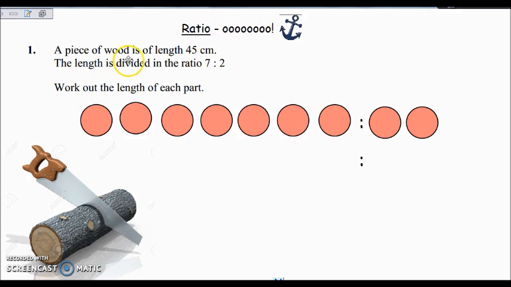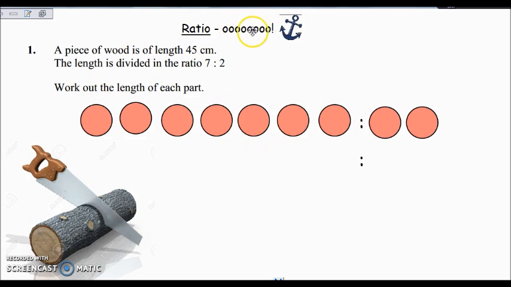A piece of wood is of length 45 centimeters. The length is divided into the ratio of 7 to 2. So the wood should be divided, I suppose, into 7 to 2 if you're sawing it like this. Work out the length of each part.